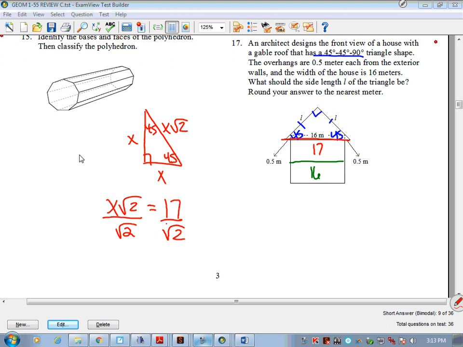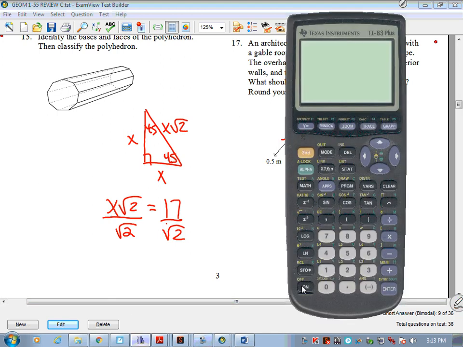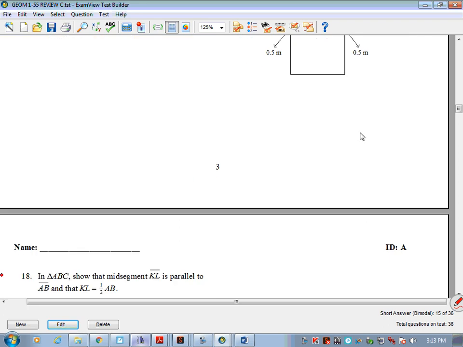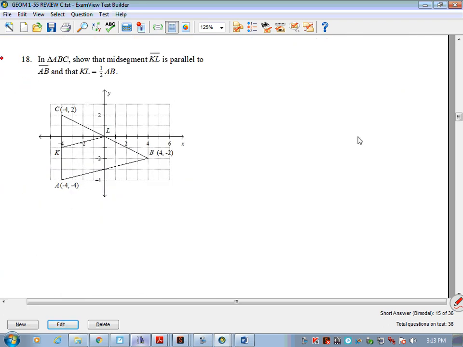But here they want it to the nearest meter, so we're going to take our calculator and type it in. 17 divided by radical 2, and we're going to get 12.02, but because they want it to the nearest whole meter, it's just 12 meters. Okay? Again, that's the work that we need to show. We cannot come up with these answers out of nowhere. Okay? 18, I'm going to try to do relatively quickly.